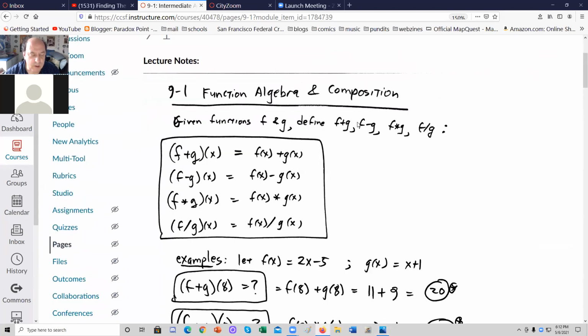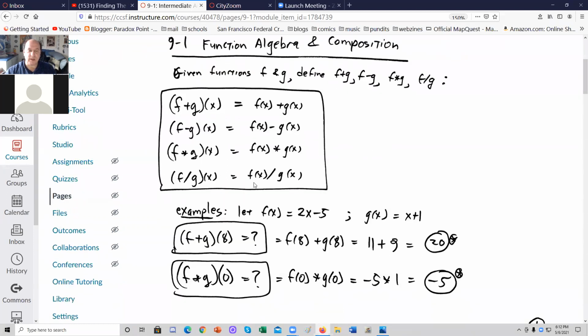Okay, today we'll be doing function composition, and 92 will be about inverse functions. Given two functions, f and g, we'll define their sum, their difference, their product, and their ratio. And you do as you might expect. F plus g of x is f of x plus g of x. F minus g of x is f of x minus g of x. F times g of x is f of x times g of x. And f over g of x is f of x over g of x. For this last one, we have to specify that g of x is not 0 to avoid division by 0.